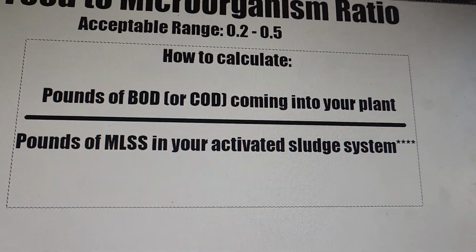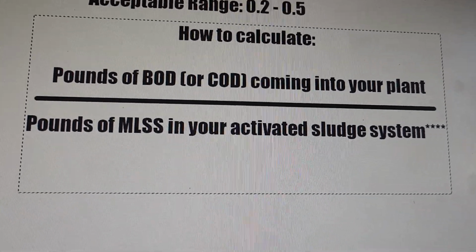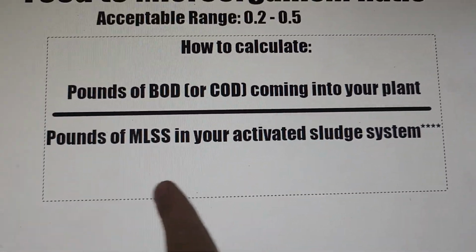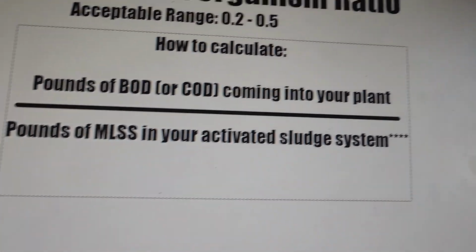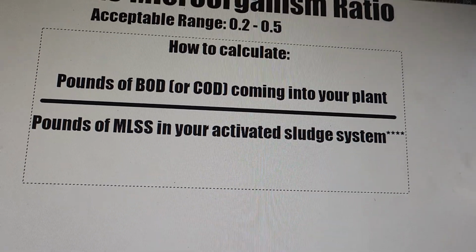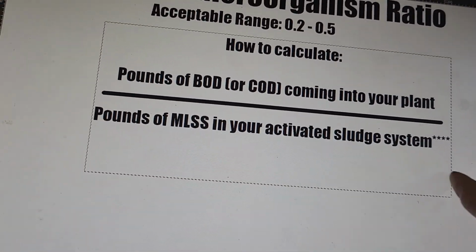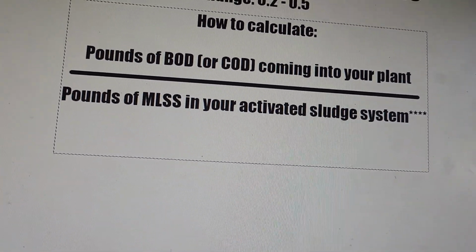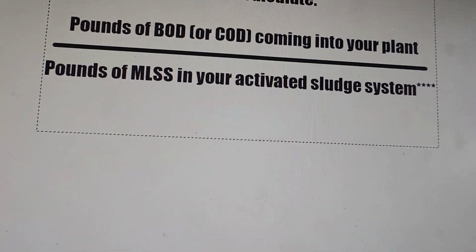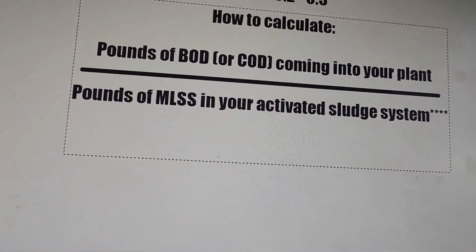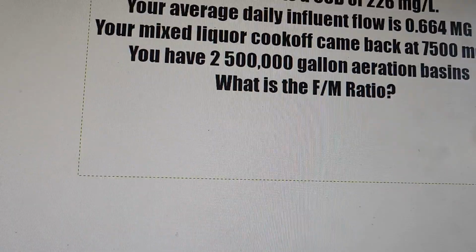Here, your pounds of BOD or COD and your pounds of mixed liquor is going to represent your microorganisms, your bugs, what have you. Notice I put a bunch of stars after this because I wanted to point out that this number could change based on a number of things that I will go over in this video.